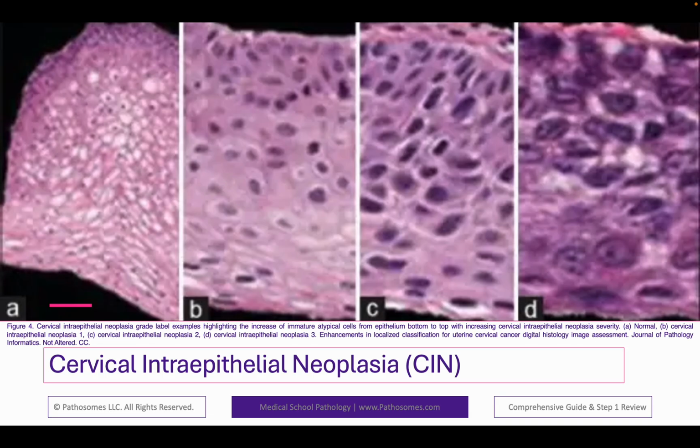As we can see here in the various pictures, we can have a normal cervix, right, in A, and progress to cervical intraepithelial neoplasia, to it being a bit worse in 2, and then making it all the way to 3 in D, right? So what you're looking at in A is normal, and then the various cervical intraepithelial neoplasias, type 1, 2, and 3, in B, C, and D, respectively.